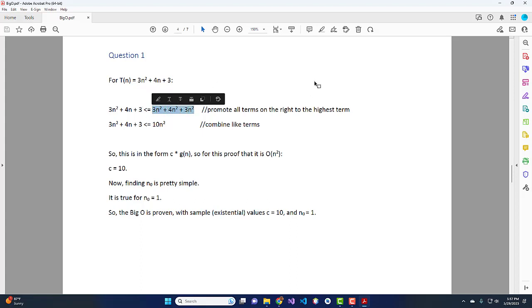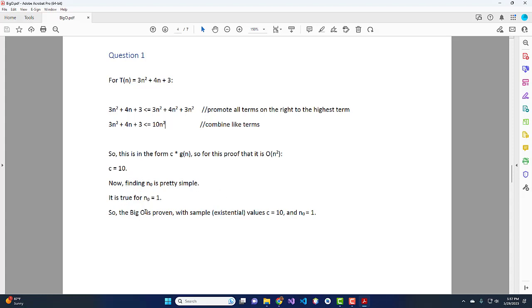Now, the cool thing is that since they're all like terms now, and we can agree that whatever's on this side is, in general, at some point going to grow faster than this side, we can just combine them by adding up their constant coefficients. So we end up with 10n squared. And that's that c times g of n format that I needed. So the c is 10, and then we want to know where it is true.